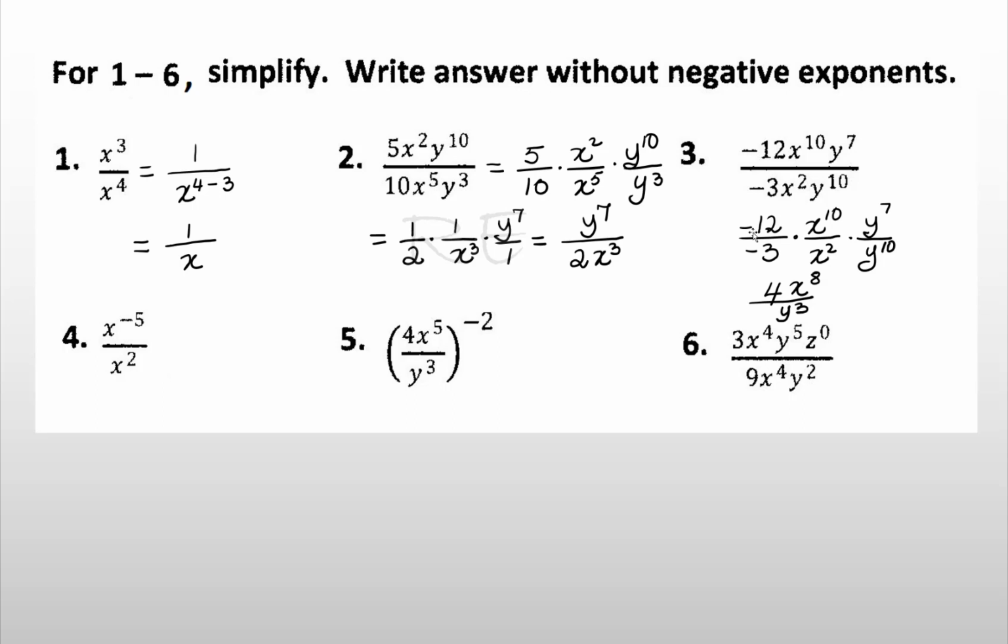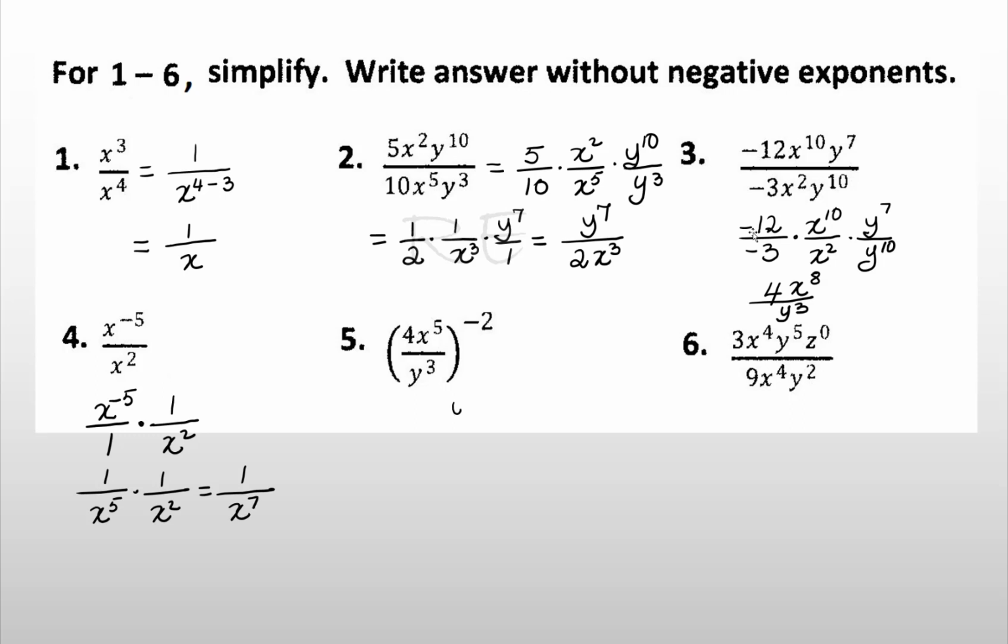Negative exponent is a displaced base, so we're going to displace x to the negative 5, and we'll keep x to the 2nd together. X to the negative 5 over 1 is equal to 1 over x to the 5th times 1 over x squared, and the final answer is x to the 7th.